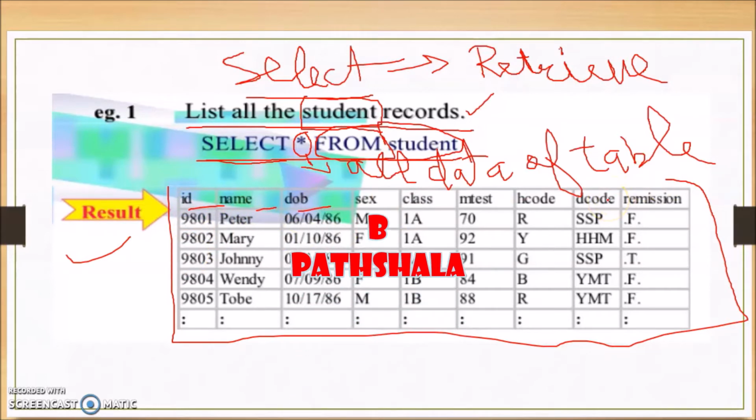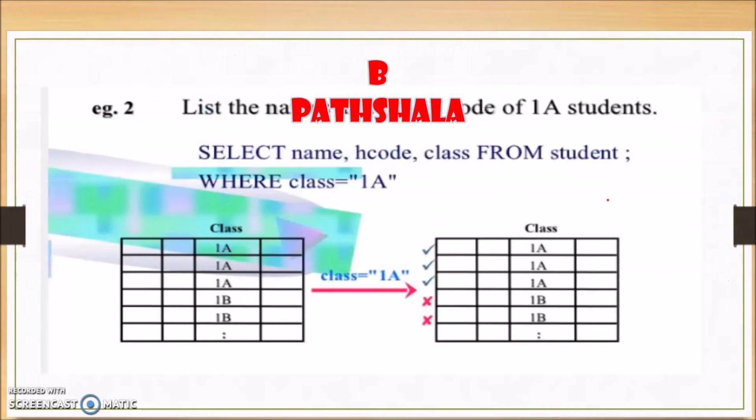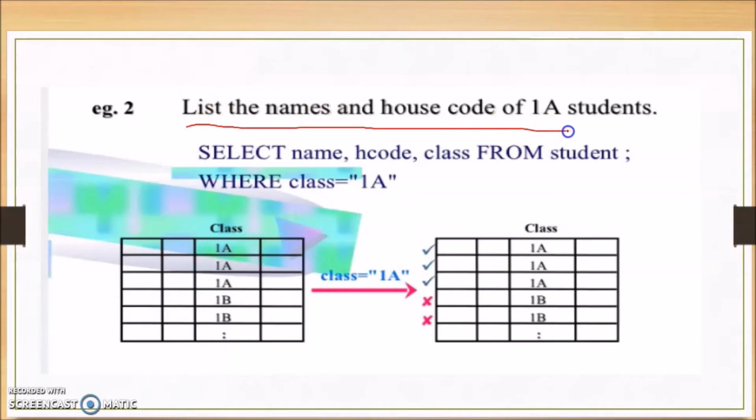Next we would see another example of select query. It's asking to list the names and house code of 1A students. See, now this question is very different from the previous one.